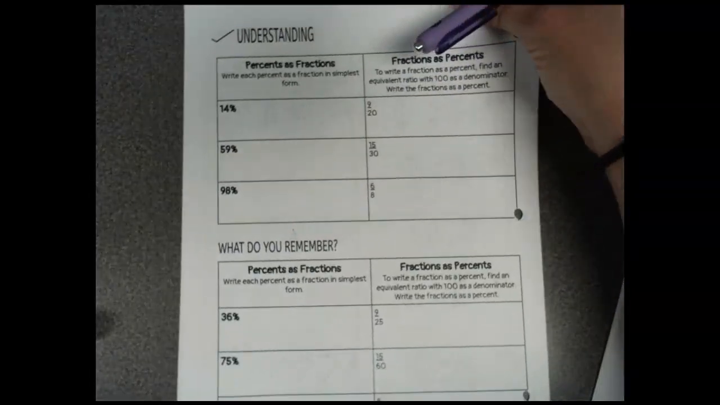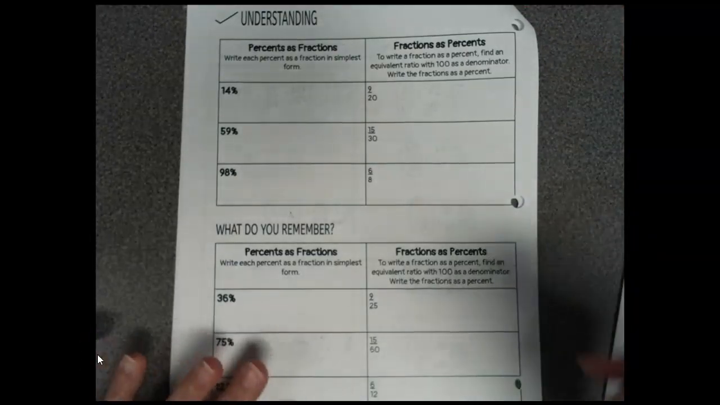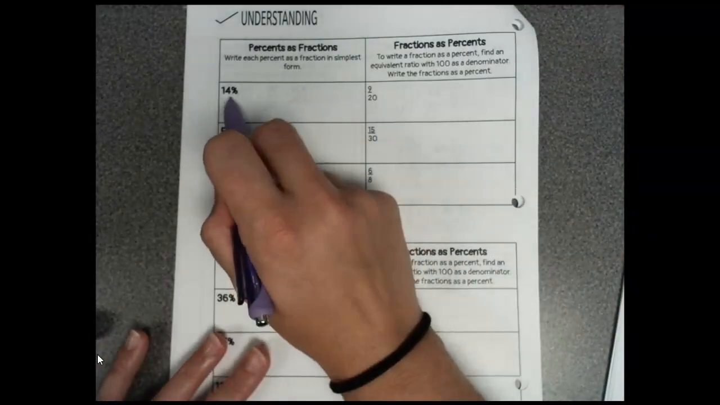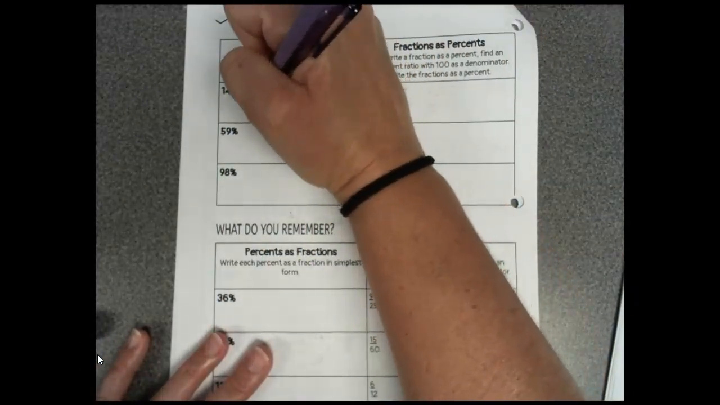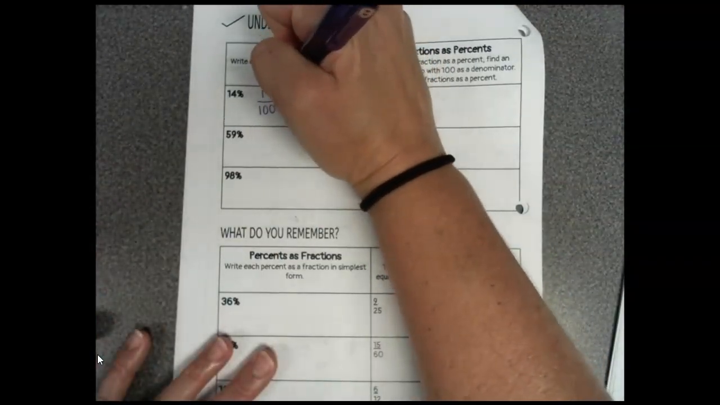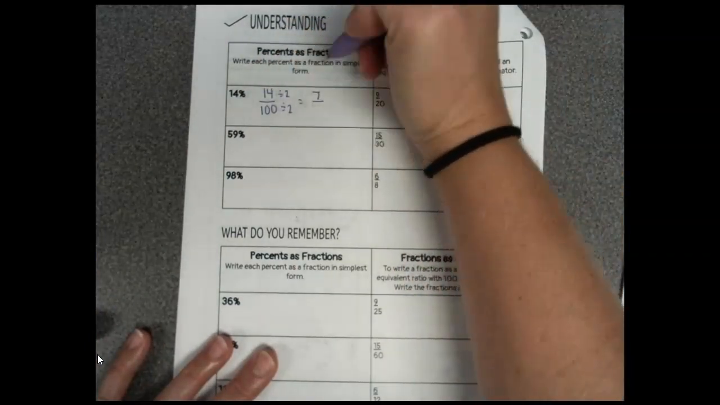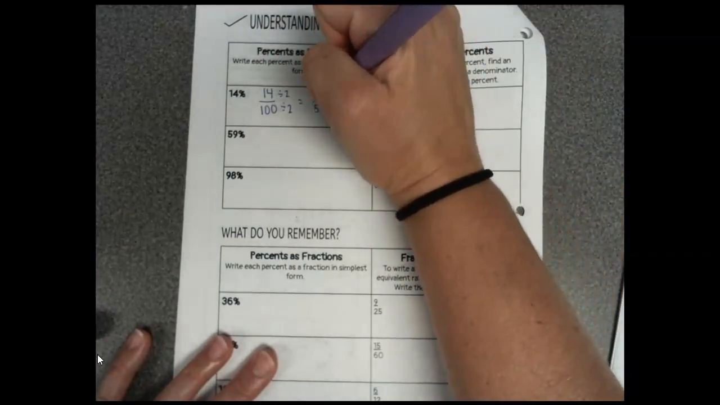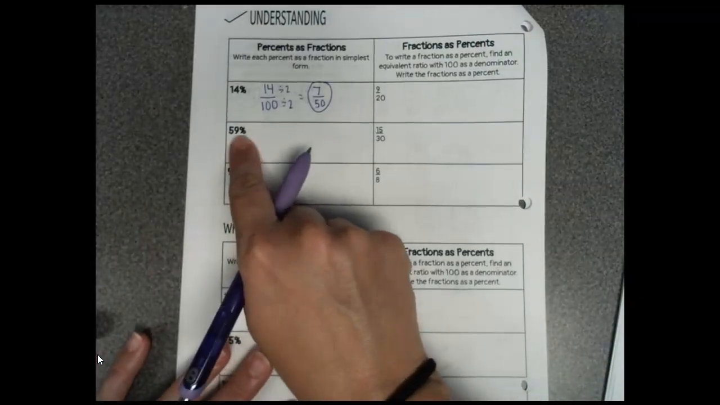Okay, let's flip the page over. And we have our check understanding. Okay, so we're on check understanding. We're going to go percents to fractions. So 14%, to write as a fraction, we're going to write it over 100 because percents are out of 100. These are both even numbers, so we're going to divide by 2. 14 divided by 2 is 7. 100 divided by 2 is 50. So we get 7/50.